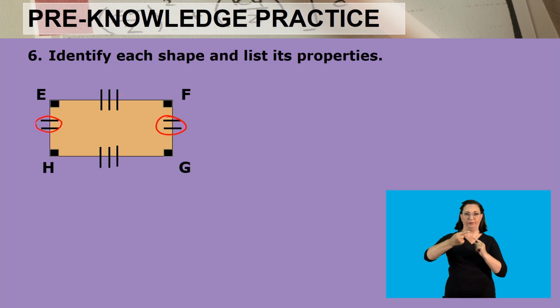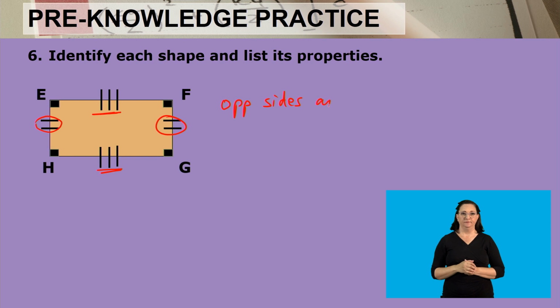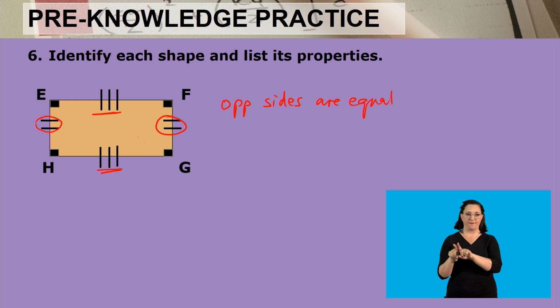Look at the other one. You have 3 markings on side EF, and on side HG you have 3 markings. Therefore the opposite sides are equal. And what type of shape would that be? That is a rectangle, because it's only a rectangle that would have opposite sides that are equal. So this is a rectangle, and opposite sides are equal.